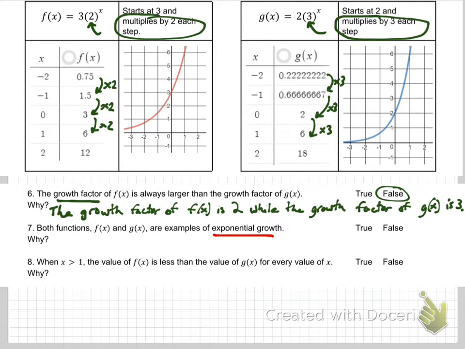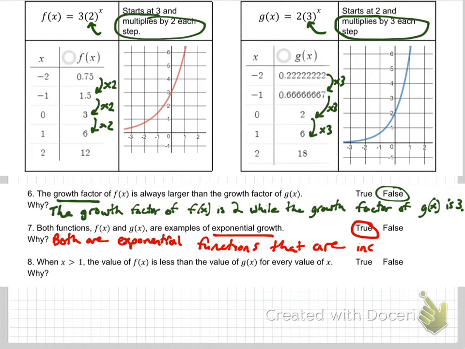All right, both functions f of x and g of x are examples of exponential growth. This statement is true. A good explanation is that both functions are exponential and they are increasing. You could also talk about the equations, how x is in the exponent, and b is greater than 1.